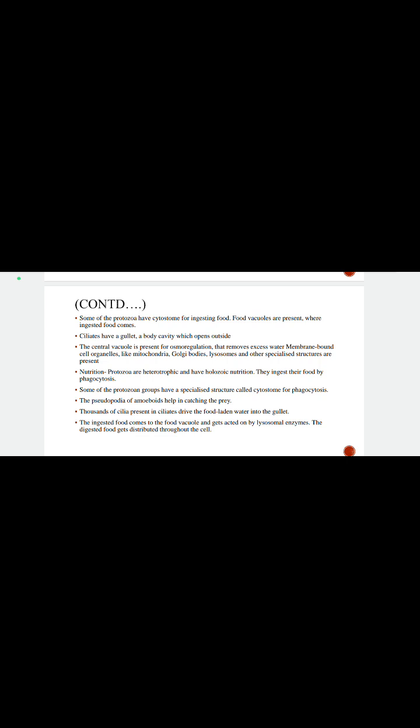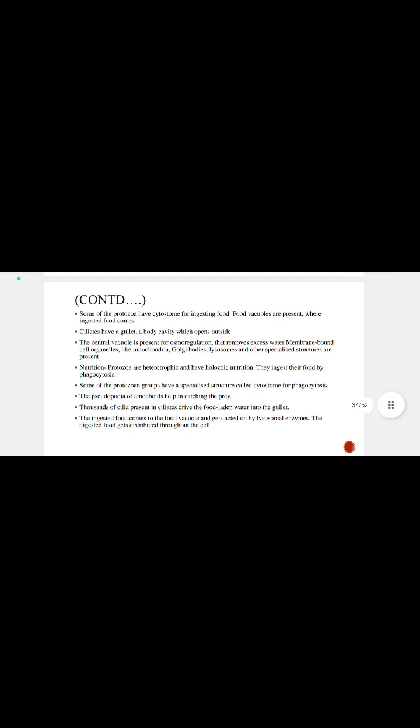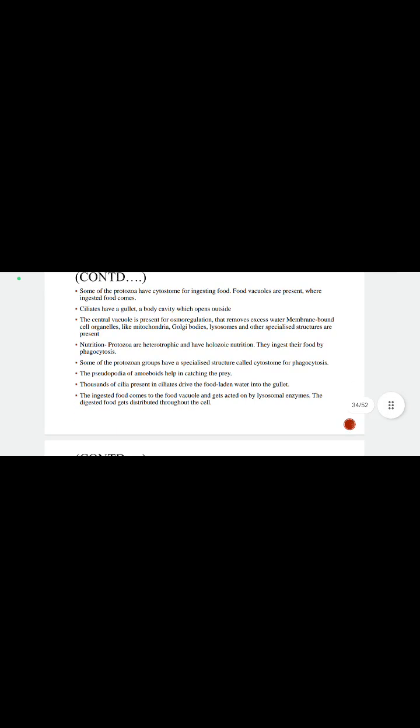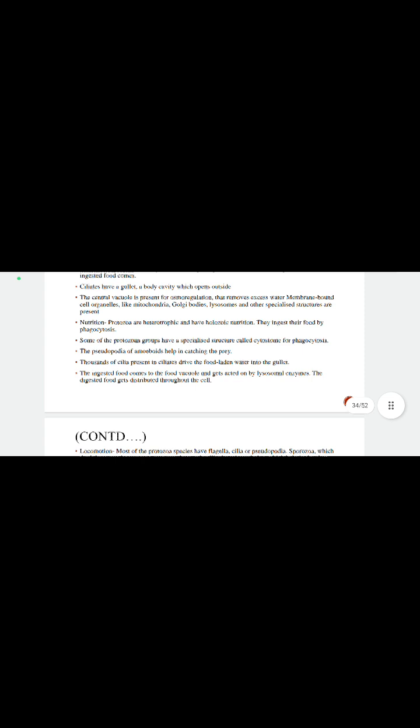Nutrition. Protozoa are heterotrophic and have holozoic nutrition. They ingest their food by phagocytosis. Some of the protozoan groups have a specialized structure called the cytosome for phagocytosis. The pseudopodia of amoebae help in catching the prey. Then thousands of cilia present in ciliates drive the food-laden water into the gut. The ingested food comes to the food vacuole and gets acted on by lysosomal enzymes. The ingested food gets distributed throughout the cell.